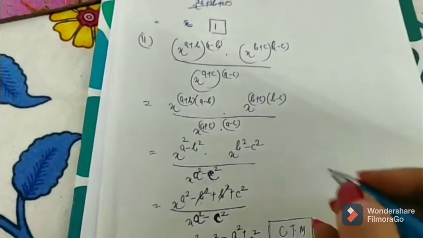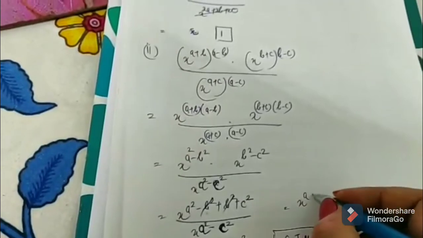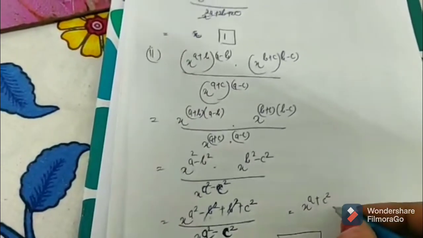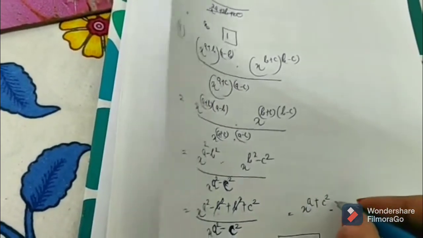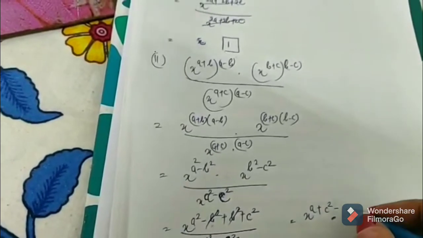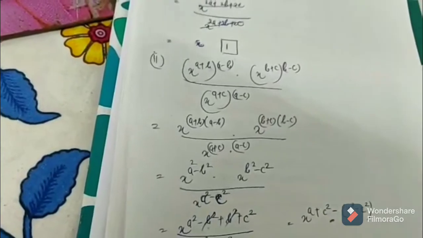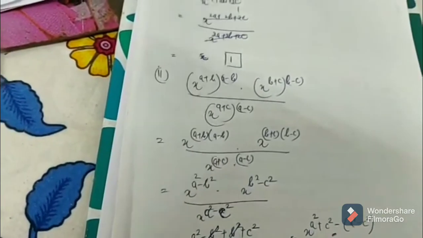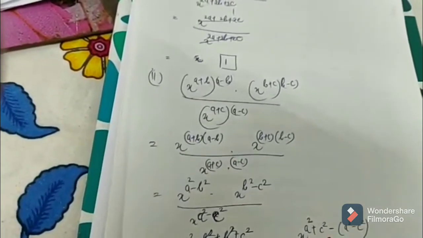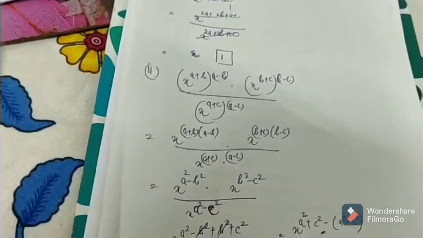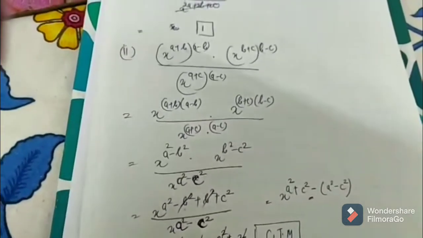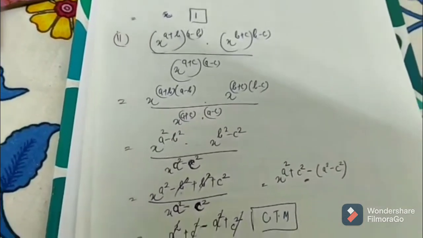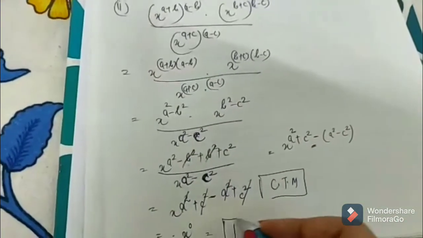फिर से देखिए, this is x raised to power a square plus c square, minus, the powers are going to be subtracted, a square minus c square, so it will become x raised to power a square plus c square minus a square plus c square. तो a square cancel, c square cancel, यानी कि x raised to power 0, this gives you x raised to power 1.